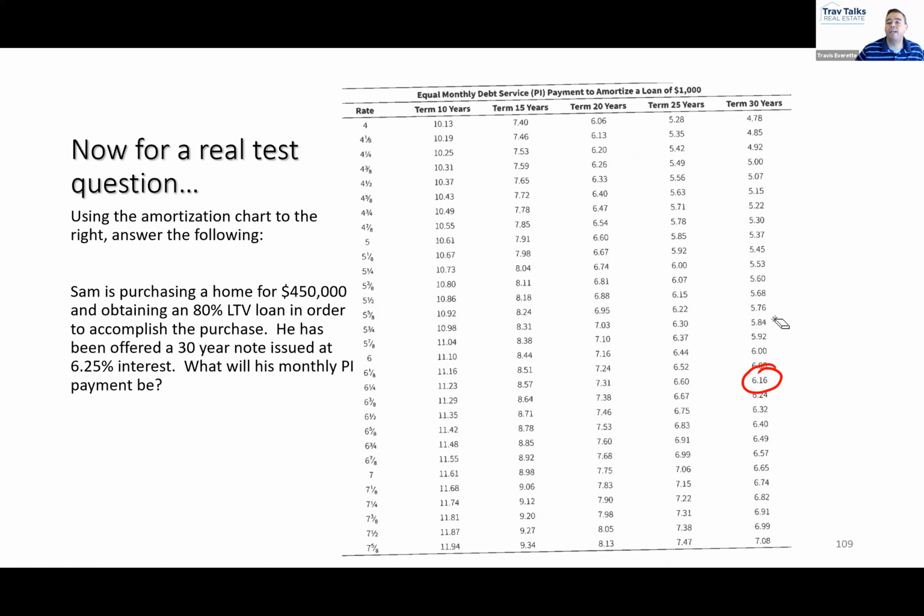I'm not sure what you're asking me. I'm stumped. So my thought would have been to take the $450,000 times 80% of the loan to value ratio, and then get that number that we're financing, and then do the chart.